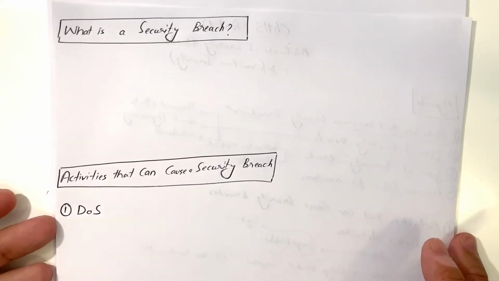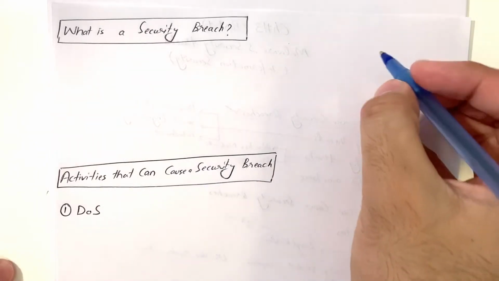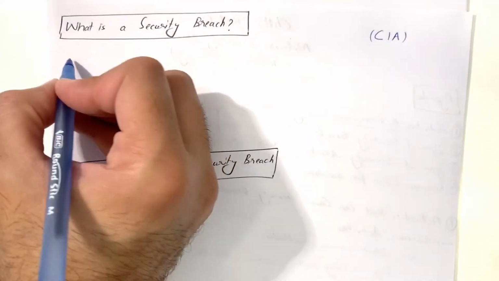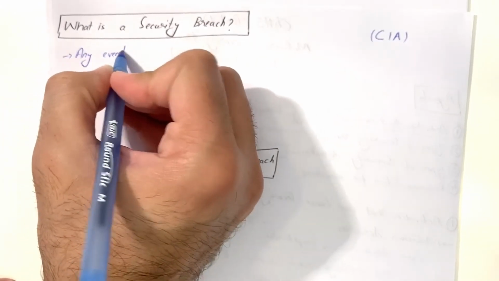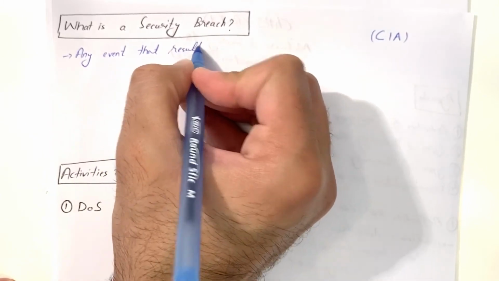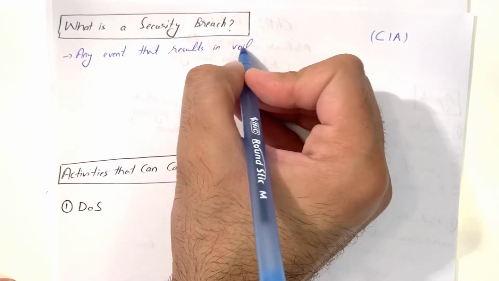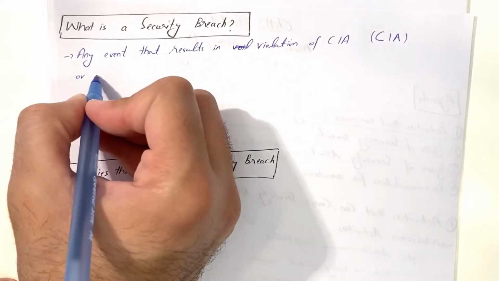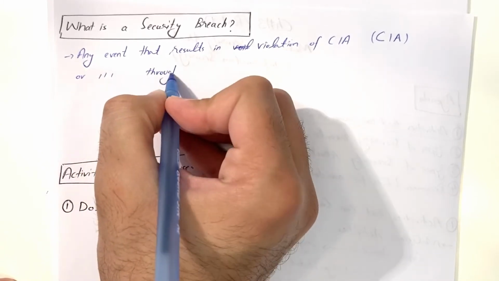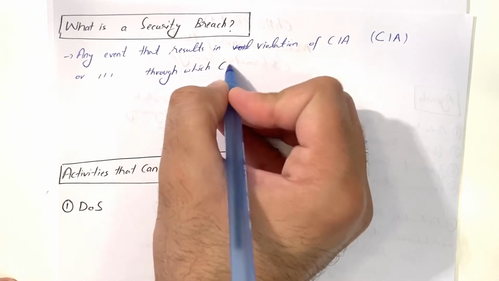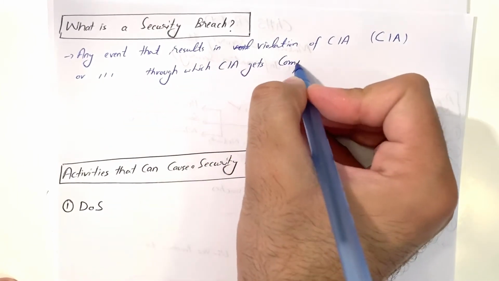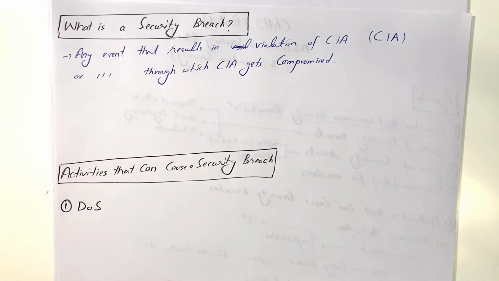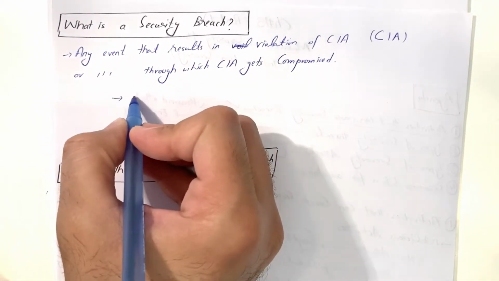Now, the first thing is, what is the definition of a security breach? If you remember the first chapter, we discussed that any system can be declared secure if it ensures the security of CIA. So any event that results in violation of CIA, or any event through which CIA gets compromised, is called a security breach.